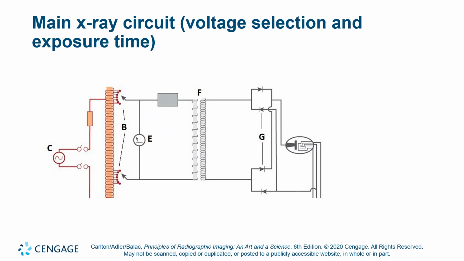Okay. And so that's what they mean by the main circuit. I would call this control console for the first half, and then after you get past the high voltage transformer, that's the high voltage circuit. The high voltage circuit contains the secondary side of the high voltage transformer, the rectifier bridge, and the X-ray tube.